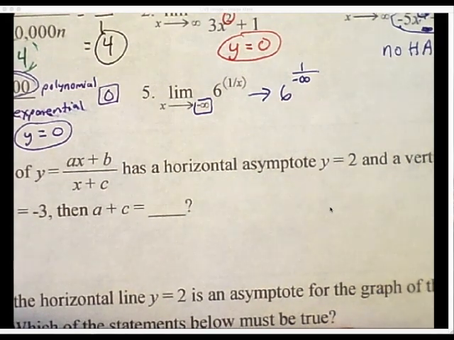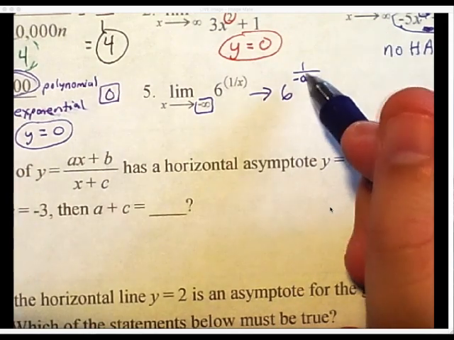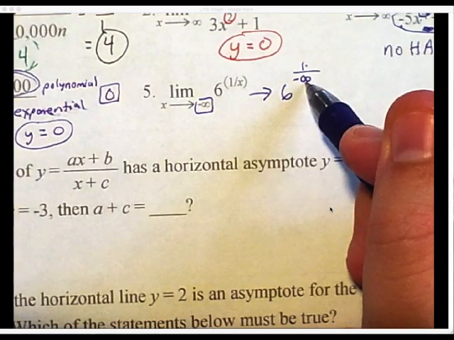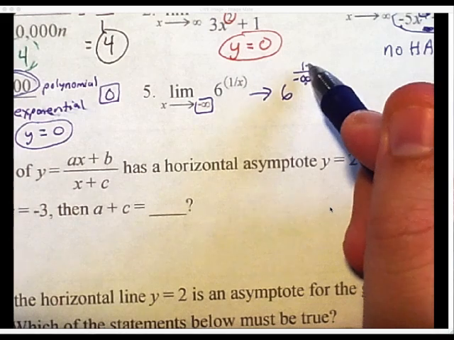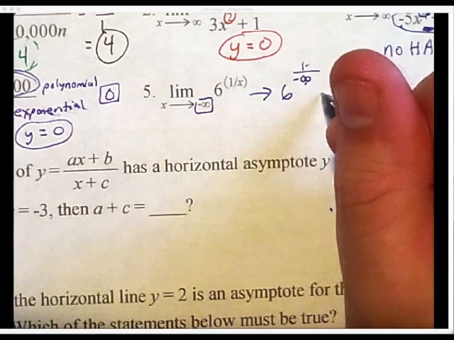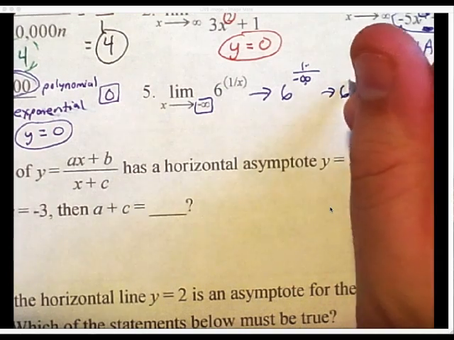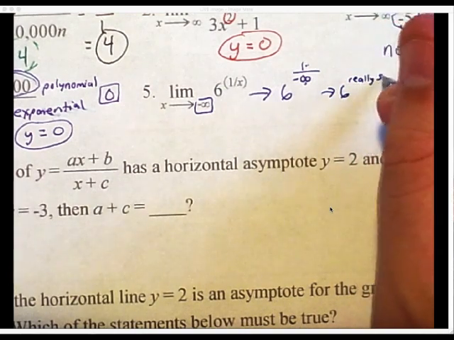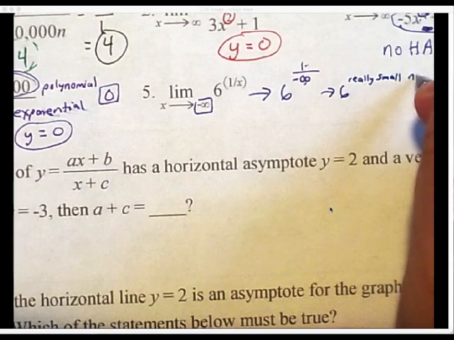All right. So in this particular one, you have 1 over a really big number. Okay, so maybe like 1 over a million. That makes this thing really small. Okay, 6 to a really small negative exponent.